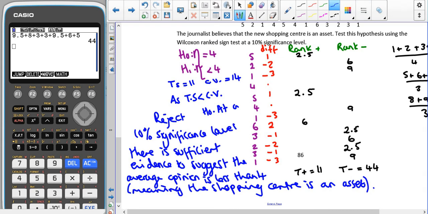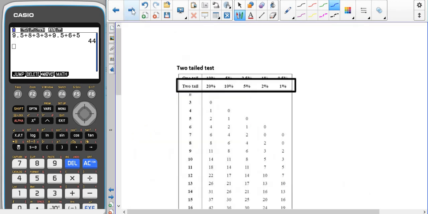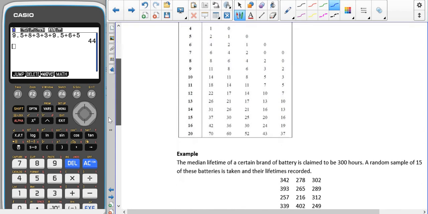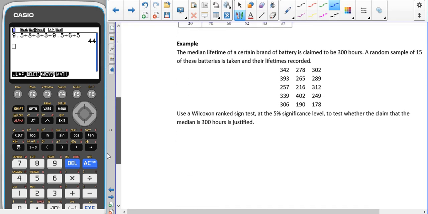So we're going to have a quick look at the two-tailed tests. This is still with single sample. So for two-tail, you're still looking at the same table, but when you're looking up the significance level, you look at the second row, which I've put a box around here, instead of the first row. So we're going to have a look at an example.